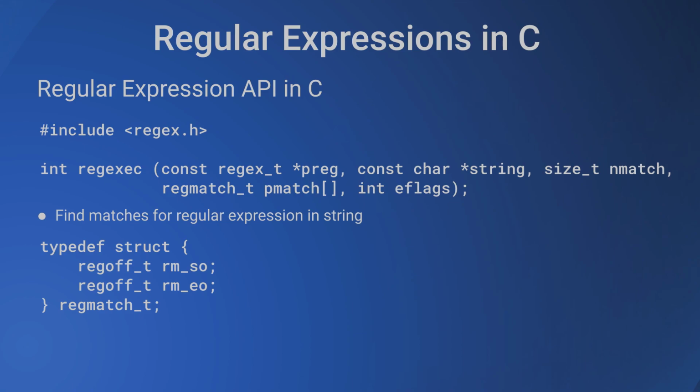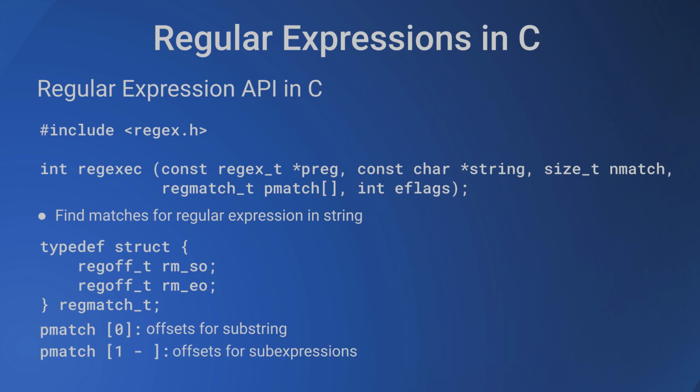Now bear in mind, we are matching a regular expression against a null terminated string, and each call of regexec gives a matched substring. The information about the matched substring is returned in pmatch 0. Now you can have some sub-expressions inside the regular expression. Sub-expressions are enclosed in parentheses. The data for the matched sub-expressions is returned in pmatch indexes 1 onwards.